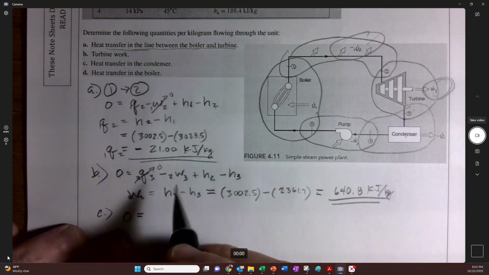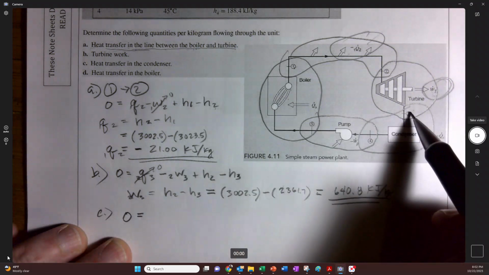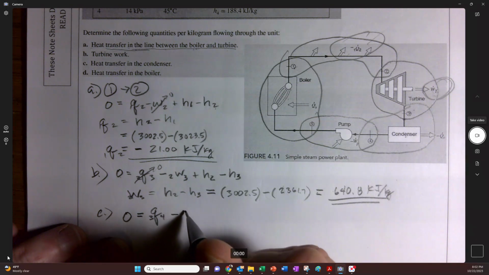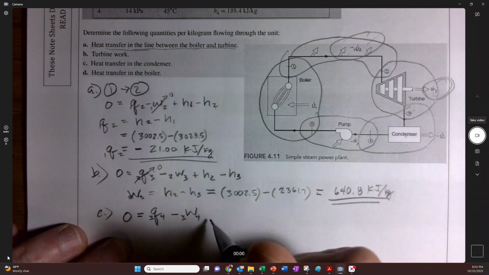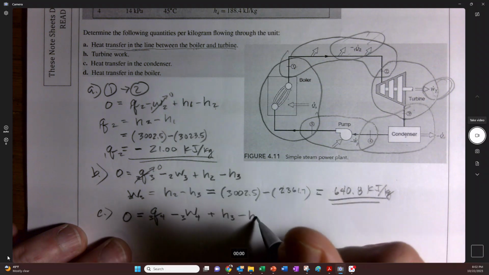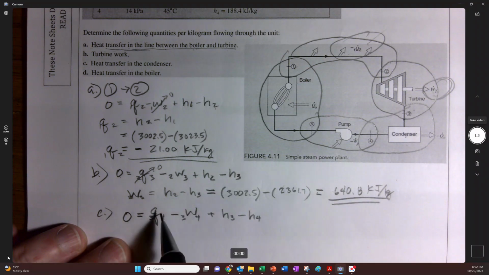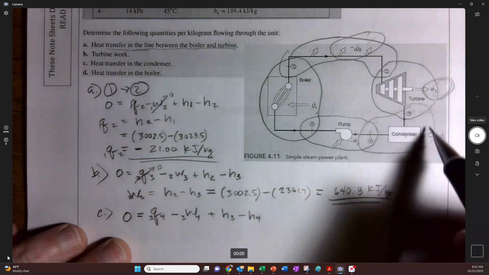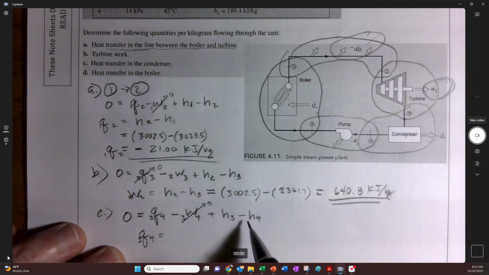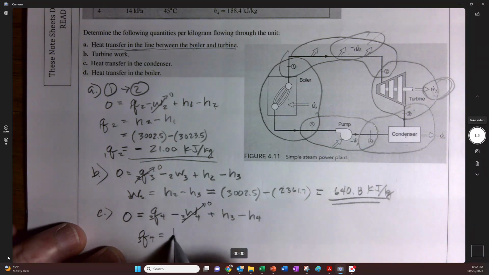So we have, right out of the equation, this time it's going to be between 3 and 4. So Q 3 to 4 minus the work 3 to 4 plus the enthalpy 3 to 4. I didn't mean to say heat. Yeah, this is the heat. There's no work going on here, so it's going to be 0. And so Q34 is going to be equal to, because I had to bump it onto the other side, H4 minus H3.